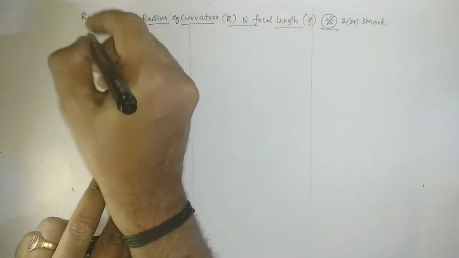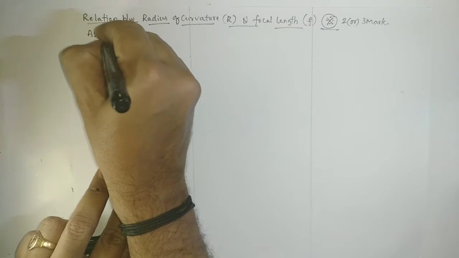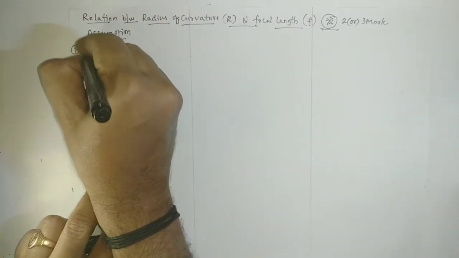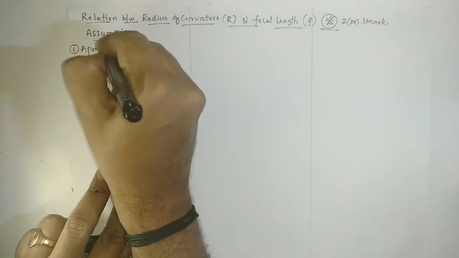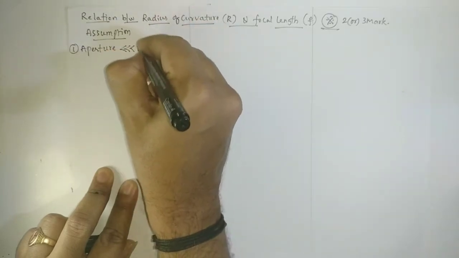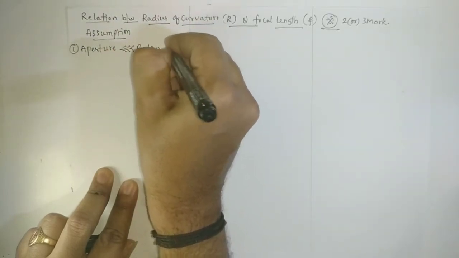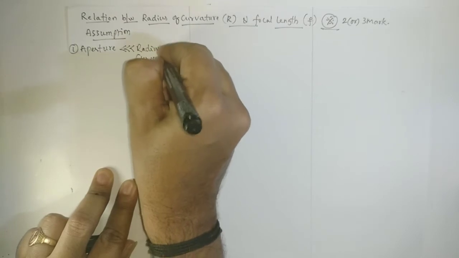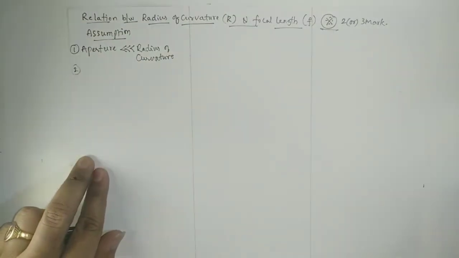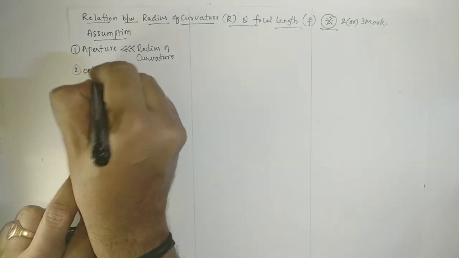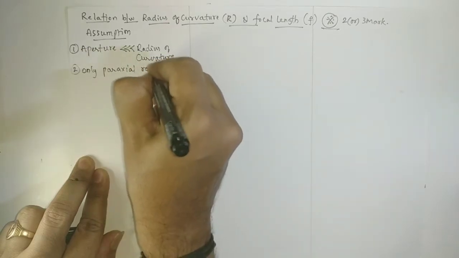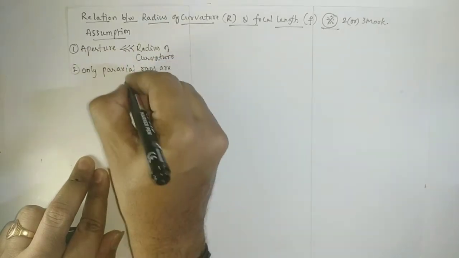The first assumption says that the aperture of the mirror is considered to be very small in comparison with the radius of curvature of the mirror. The second assumption says that we consider only paraxial rays. Only paraxial rays are considered.